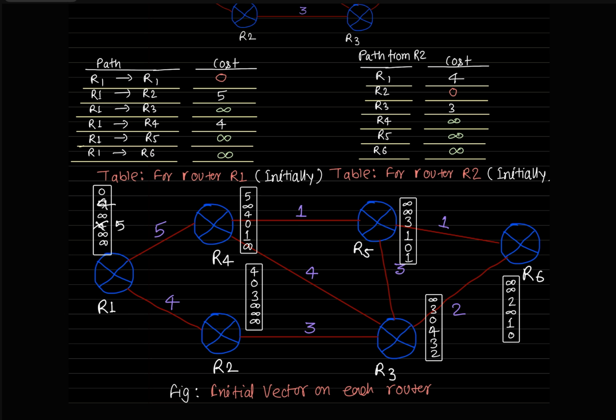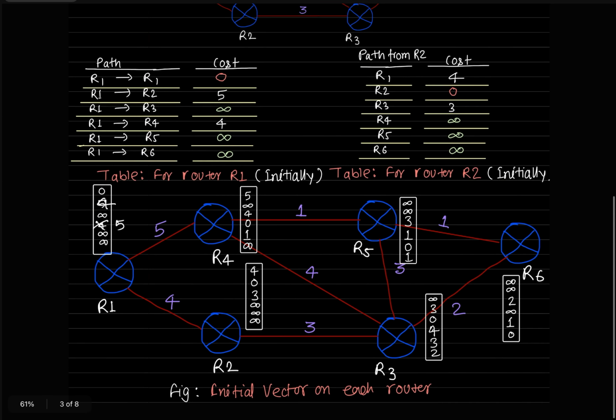Similarly, we compute the other vectors and prepare the initial vectors. Suppose R2 to R1 we have weight 4. We are talking about this one, and R2 to R3 we have a link, so that's why this value will come over here, and all other routers are not connected with R2, so these values are infinite. Similarly, we will prepare the initial vectors for all other routers.